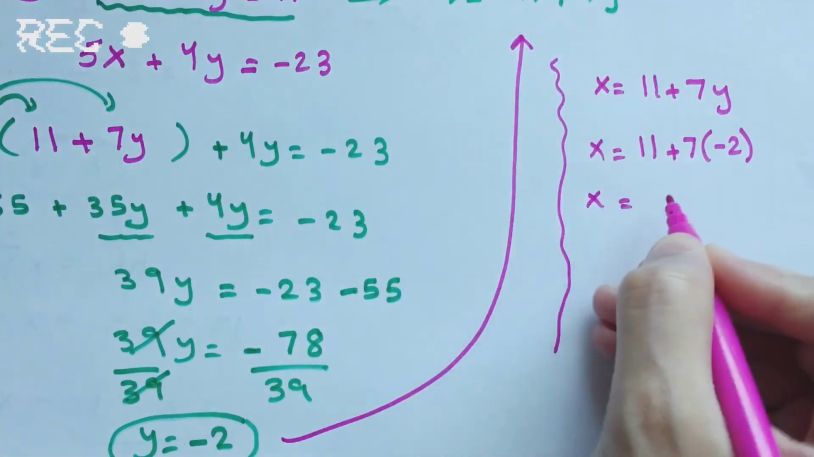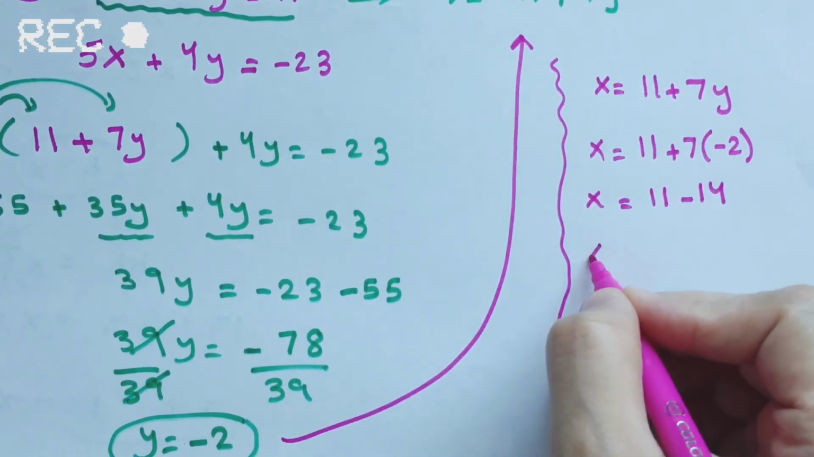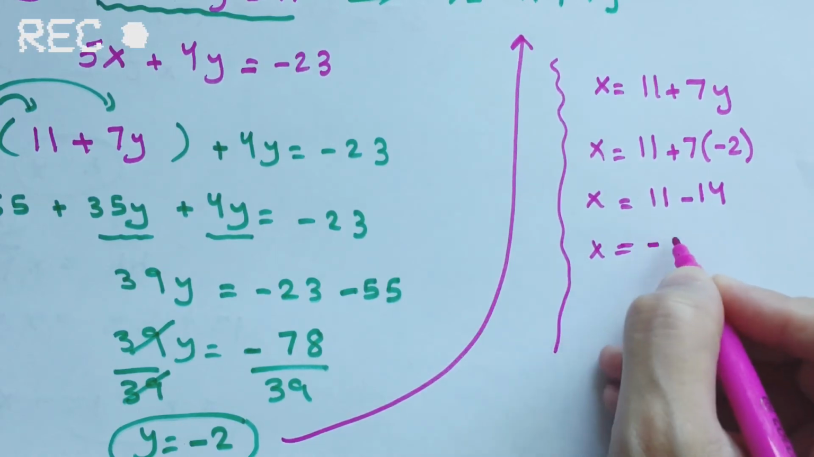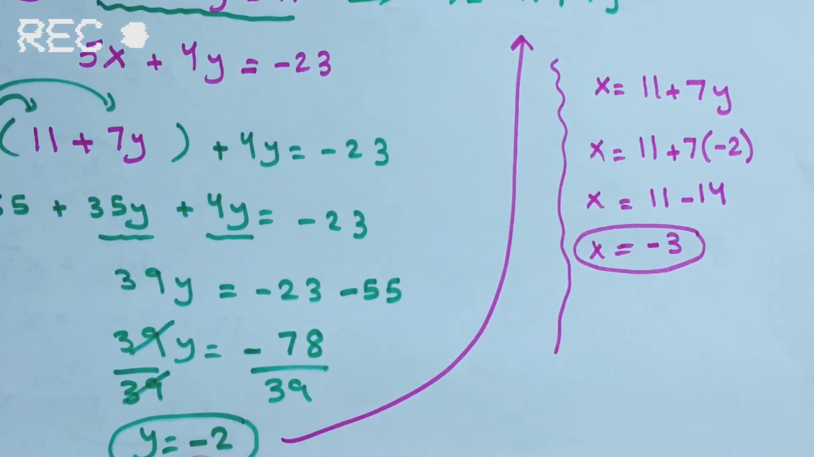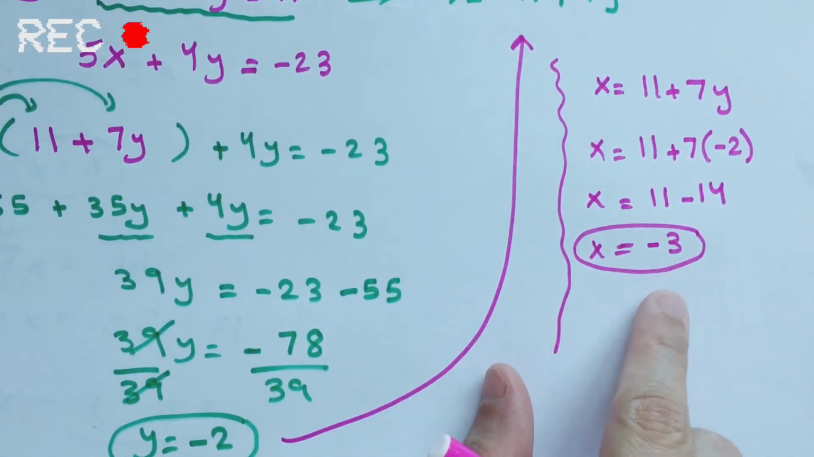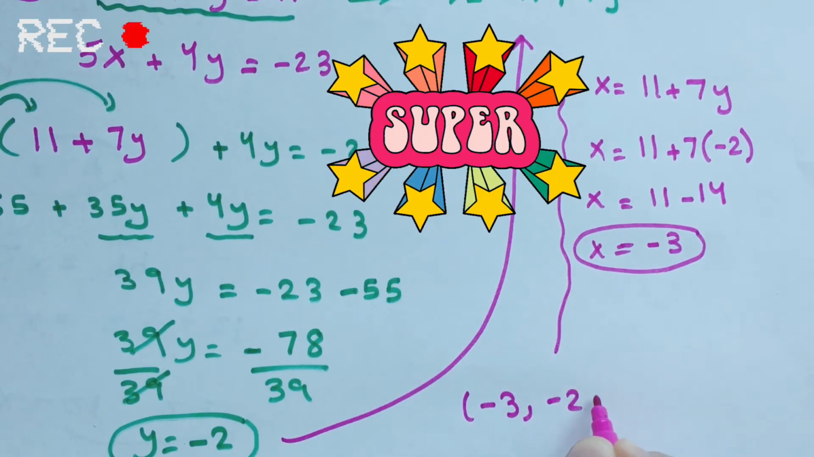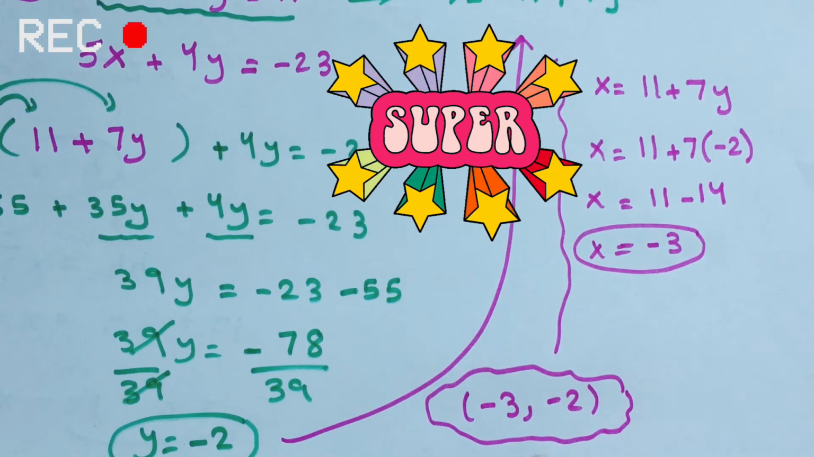So x equals 11 minus 14. X equals 11 minus 14 is negative 3. So now I found the second part of the answer. The first part is y equals negative 2. The second part, x equals negative 3. So the answer is negative 3 and negative 2. This is the solution of the system.